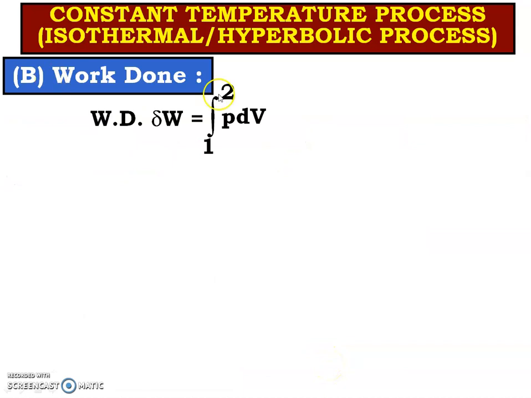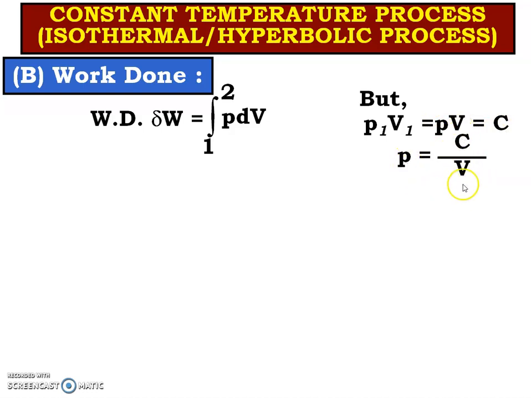Next is work done. The starting equation is delta W is equal to integration 1 to 2 PdV. Clear? Now P is not constant, and V is also not constant. So how to integrate it? Let us study the equation. What is the equation? P1 V1 is equal to PV is equal to constant. Clear? So we can write P is equal to C divided by V, where C is constant.